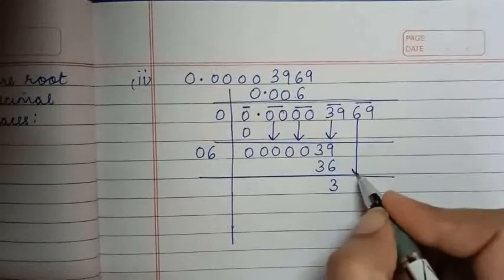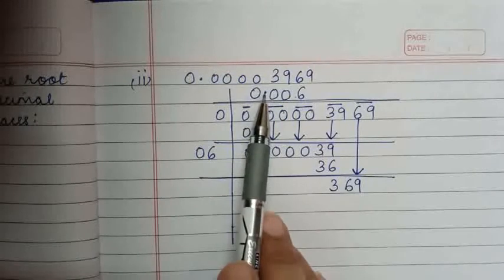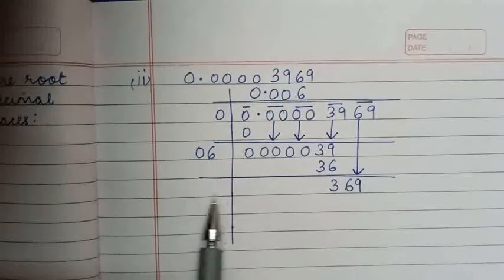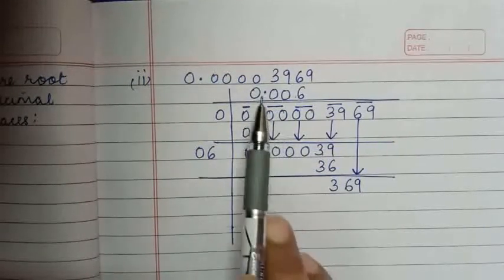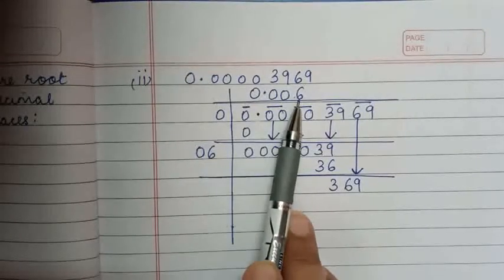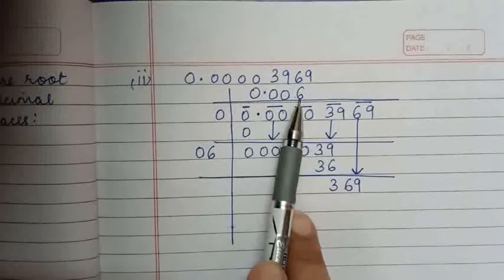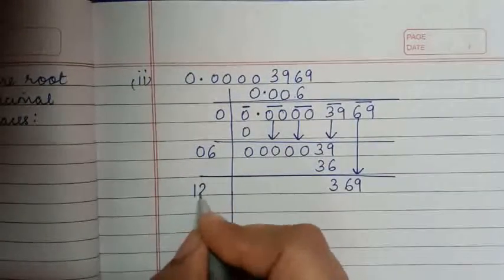Copy the next pair, it is 69. Now the number is 6. We ignore the decimal here; we keep the decimal only here. So the number becomes 6. Multiply 6 by 2 because we have to keep double of this 6. So double of 6 is 12. So we keep the 12 here.